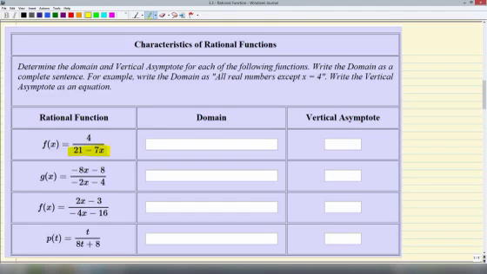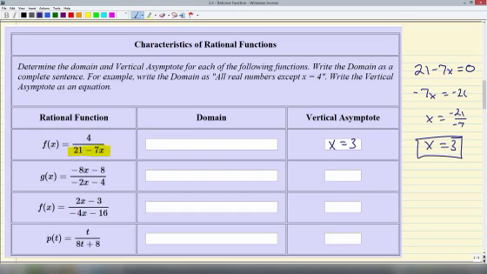So if we took that denominator, if we took 21 minus 7x and set it equal to 0, that will give us the location of the vertical asymptote. So you solve this. Negative 7x equals negative 21. X equals negative 21 divided by negative 7. X equals 3. That is the location of the vertical asymptote. So x equals 3. What is the domain of this function?